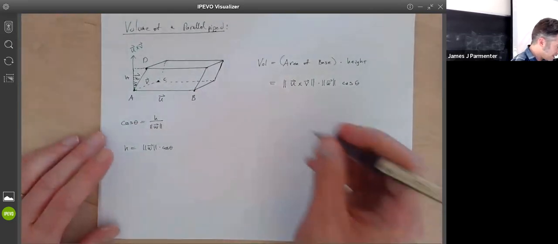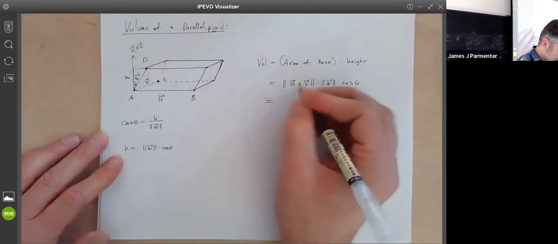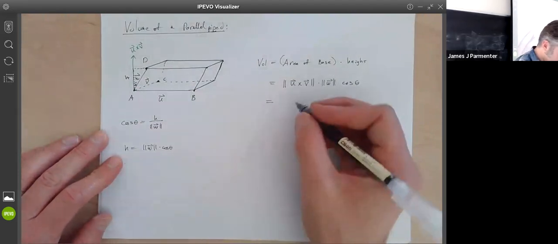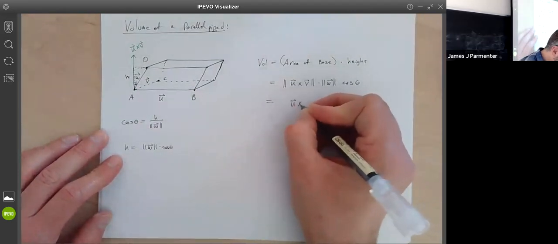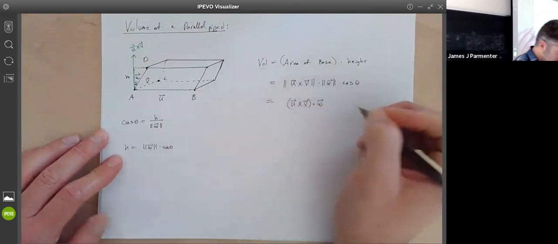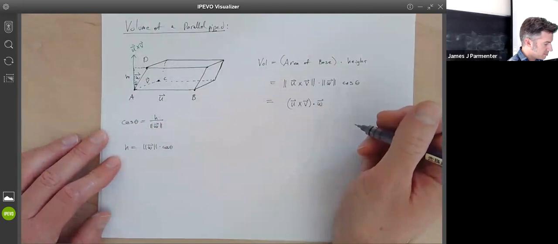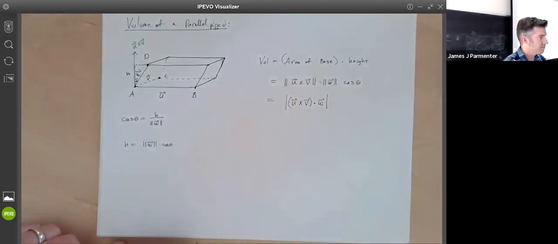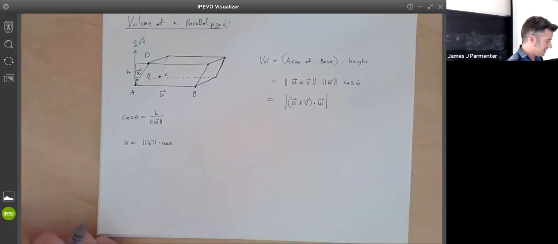But look at this. This looks exactly like the dot product of this vector with this vector. So this is exactly the vector U cross V dotted with the vector W. And then we take its absolute value in case it's negative. It's kind of a weird formula, but it's kind of neat.